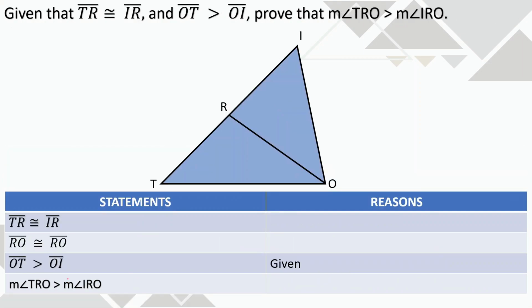For your assignment, I want you to complete this two-column method, given that line segment TR is congruent to line segment IR, and line segment OT is greater than line segment OI. Prove that measure of angle TRO is greater than measure of angle IRO. This will be checked once we are back to face-to-face classes, so please make sure that you have them ready.